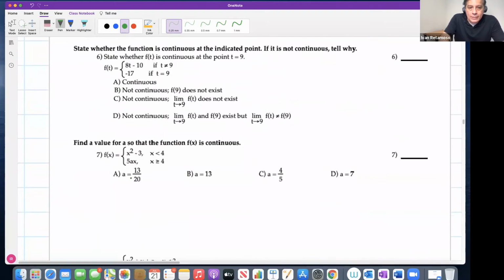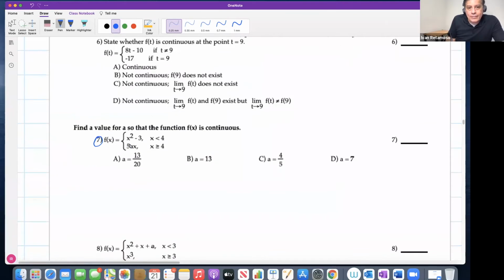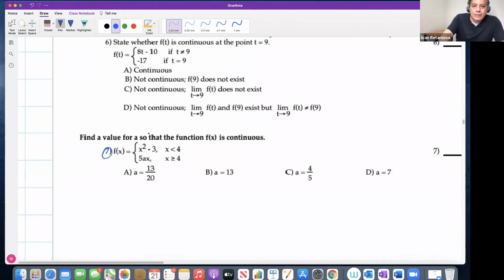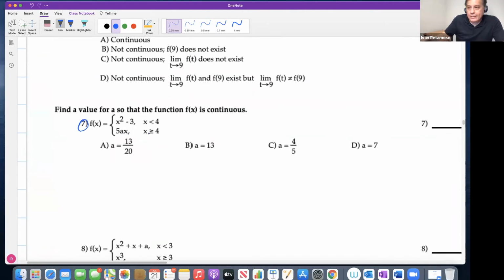I want to show you this one. This is a very important part. What to do when they ask you to figure out a value on a piecewise function such that this whole function is continuous. Find a value of a so that the function f of x is continuous. I will show you a nice strategy so you can apply that and figure out these values.